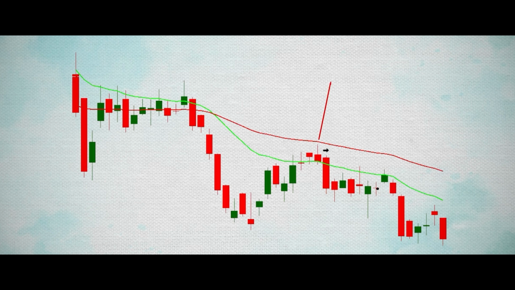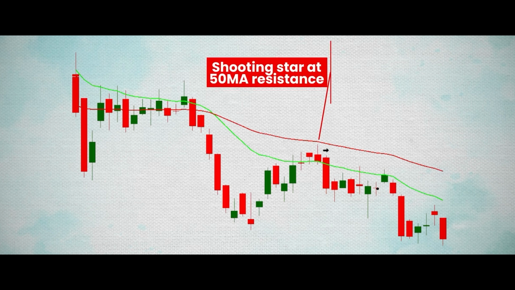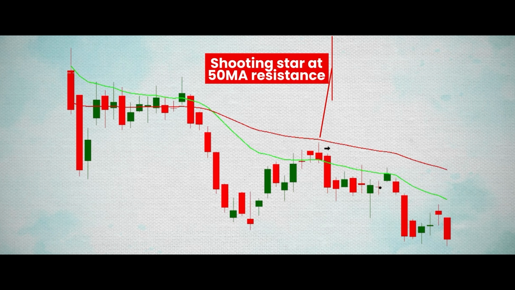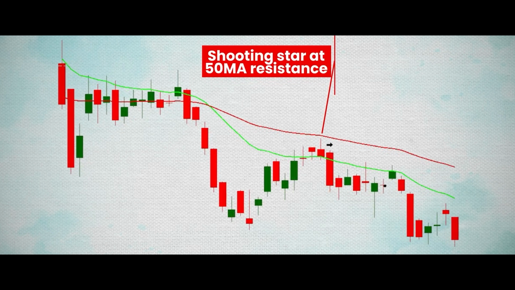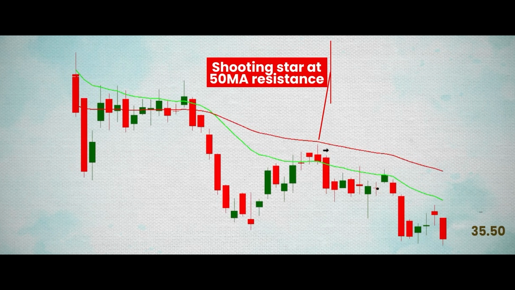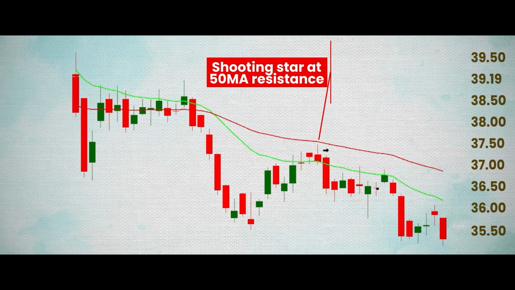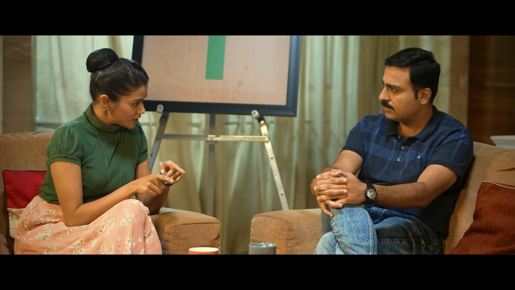In this case, the falling 50 MA will act as the resistance. At the 50 MA, the bearish candle presents a selling opportunity. A trader would enter into the sell trade when he spots the shooting star. So in this case, the entry would be at the close of the shooting star. The stop loss would be above the high of the shooting star candle, and the target would be the previous swing low.